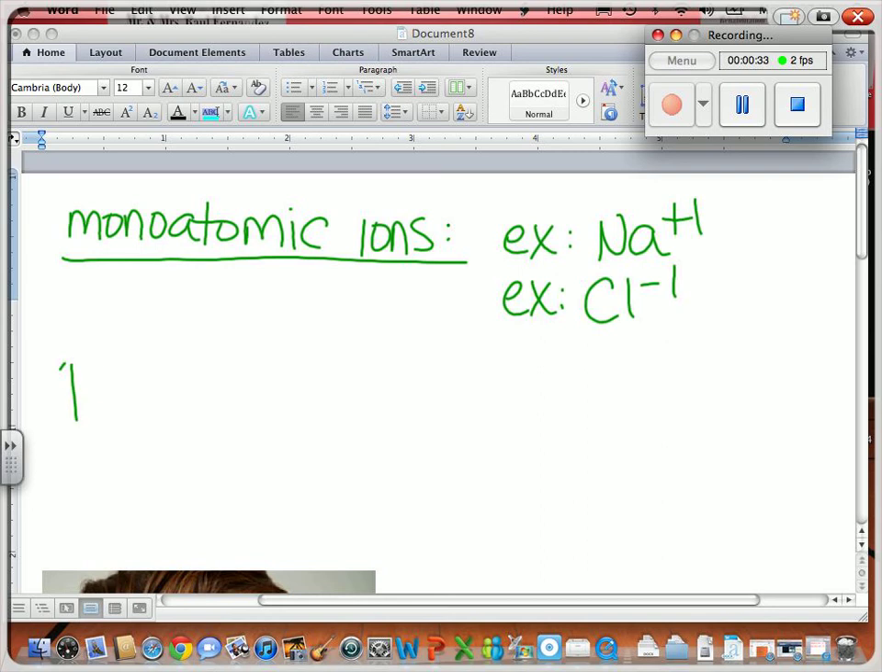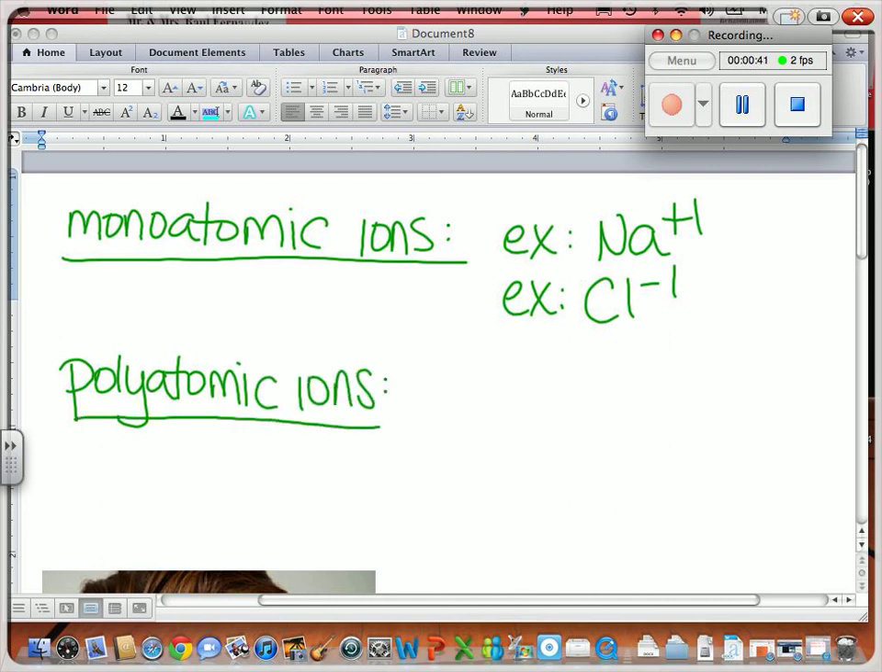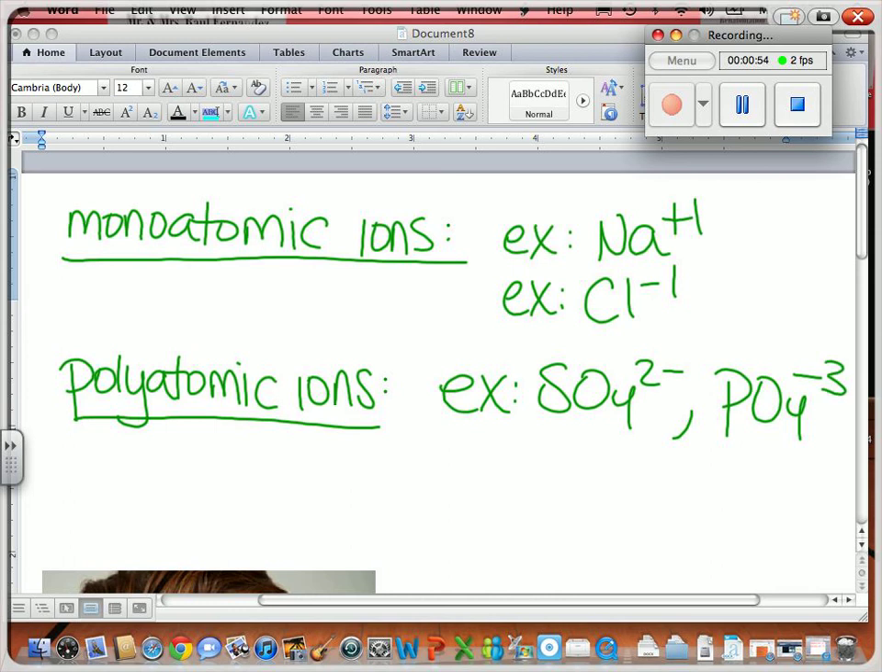What we're moving to discussing now are actually called polyatomic ions. Poly meaning many. And in polyatomic ions, it's many atoms that are going to carry a charge. So for example, a common one is sulfate, SO4 -2, or phosphate, PO4 -3. And they could also be cations too. For example, something called ammonium, which is NH4+.